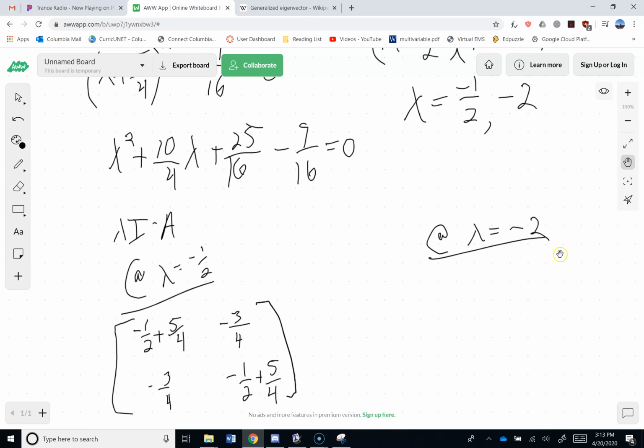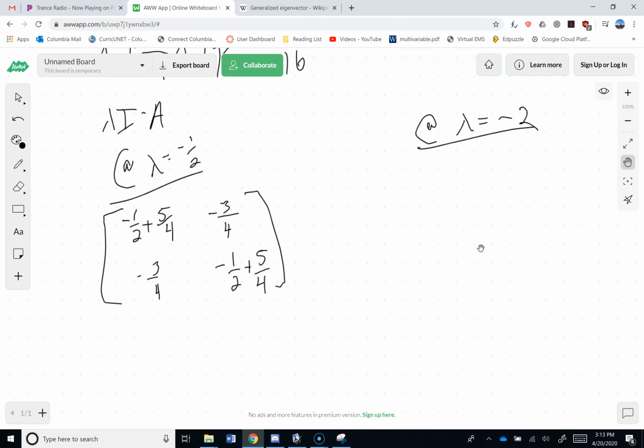Okay, then what? 3/4, negative 3/4 and 3/4. Okay, so simplifying a little bit, first that's minus 2/4, I suppose. So that's plus 3/4, minus 3/4, and then the other one should be the same with opposite sign, so minus 3/4, 3/4. And then if I'm going to row reduce this, what am I augmenting by?